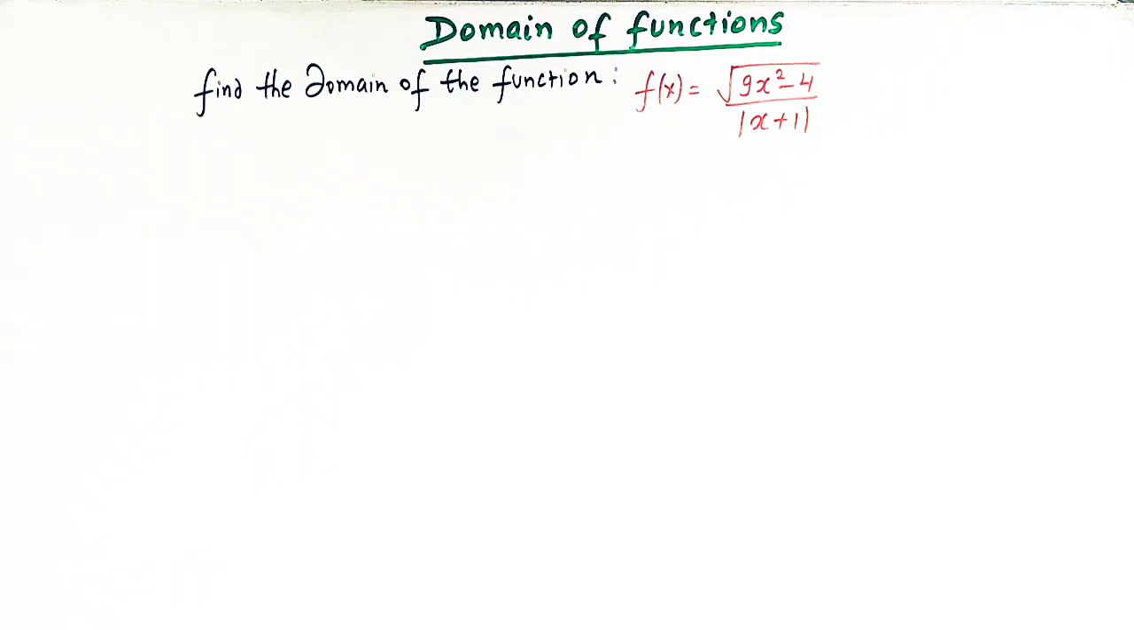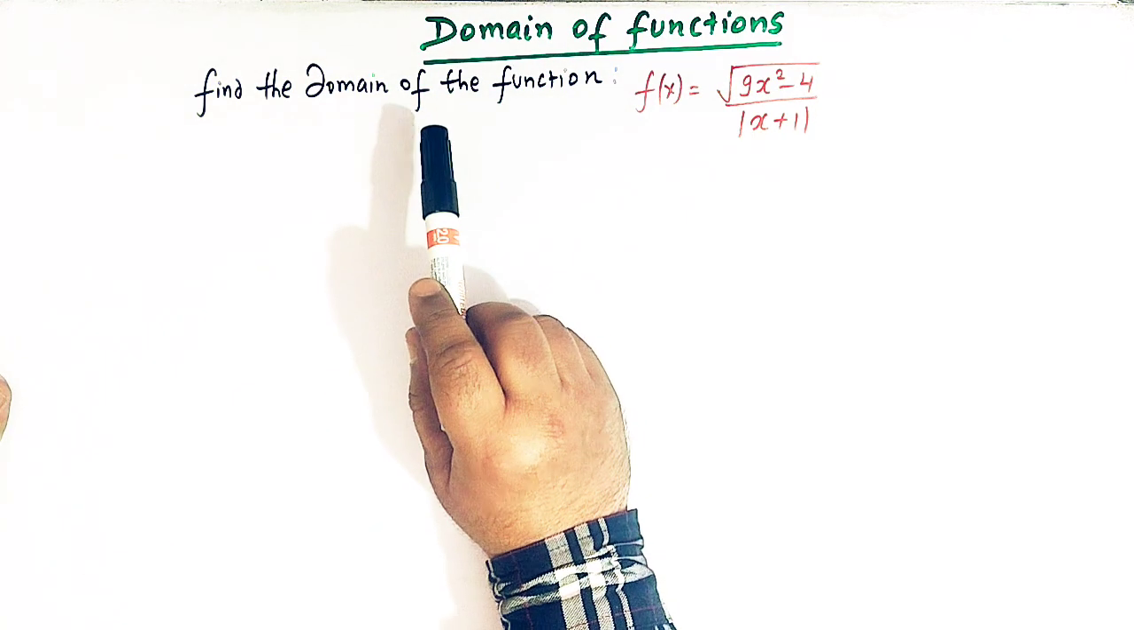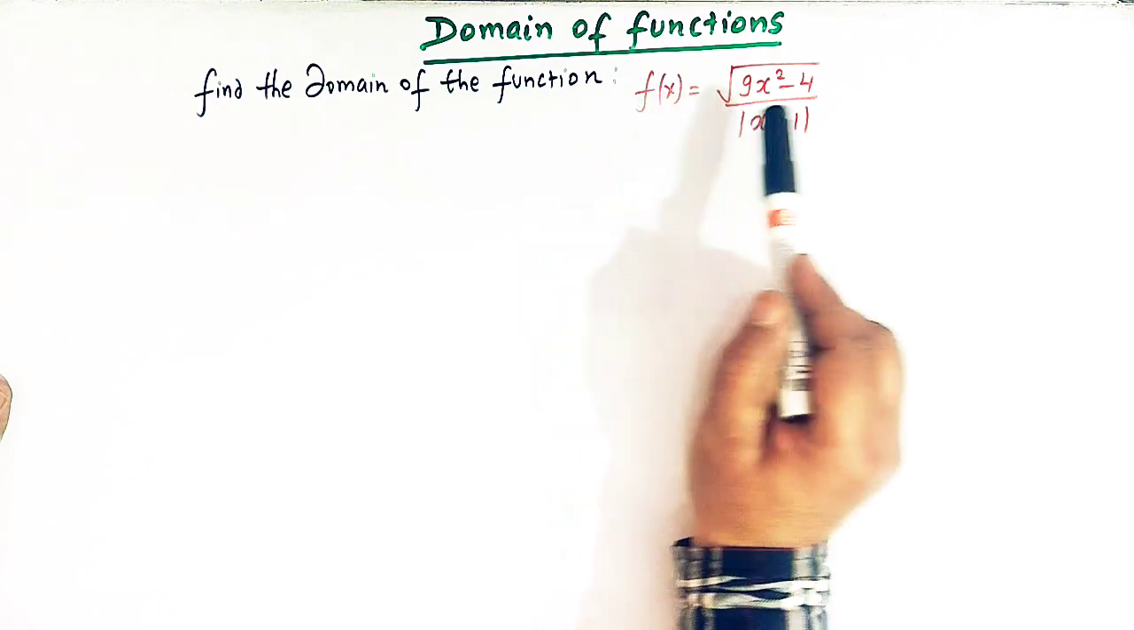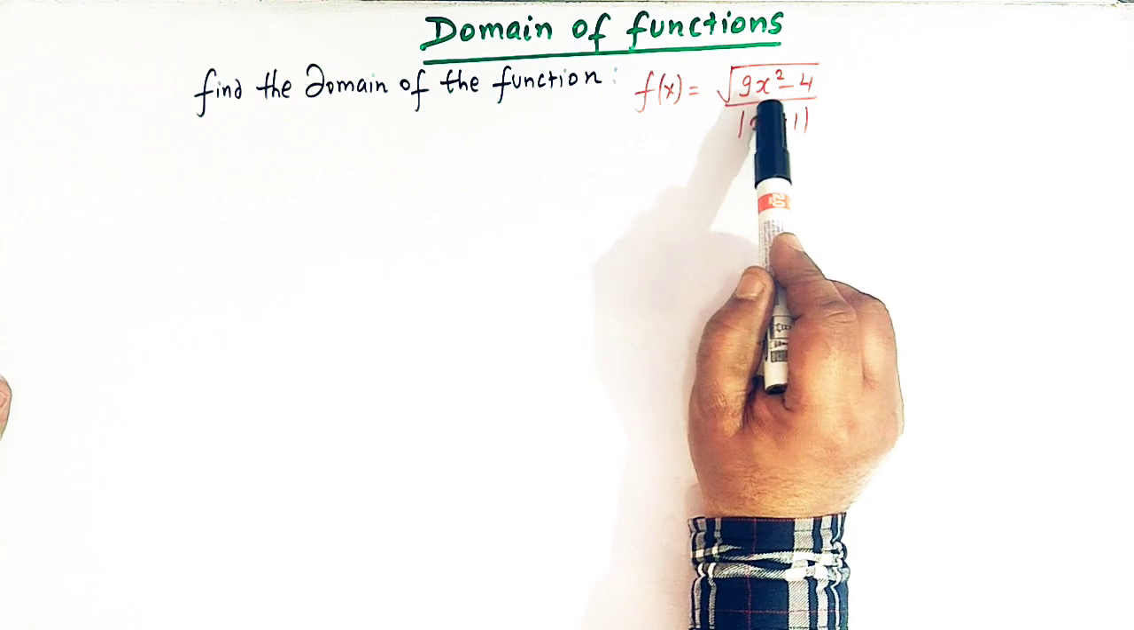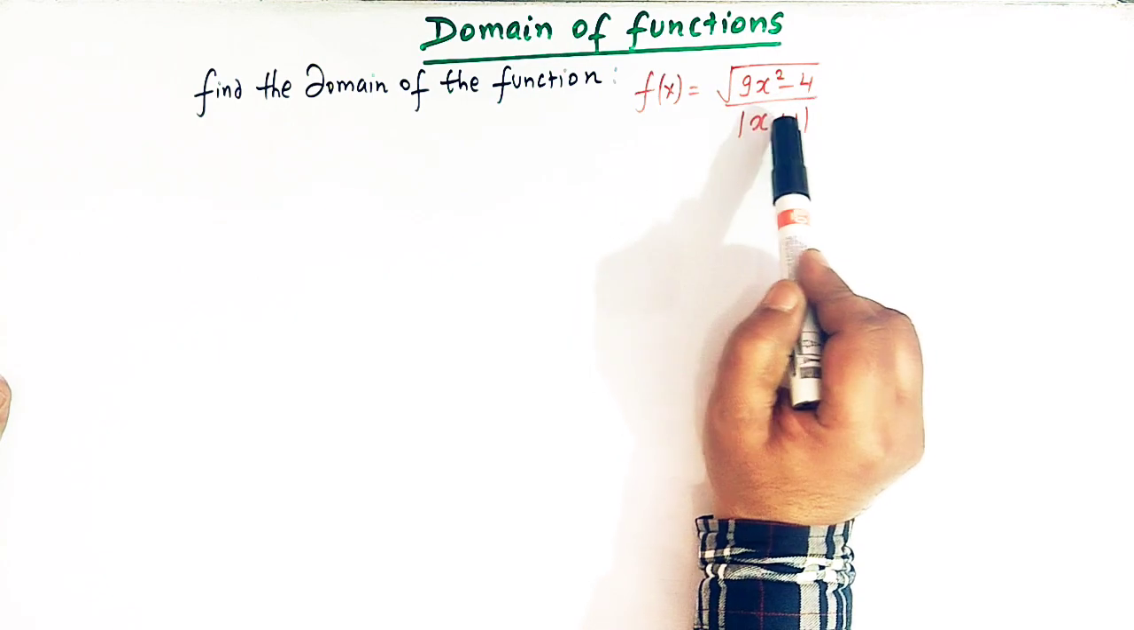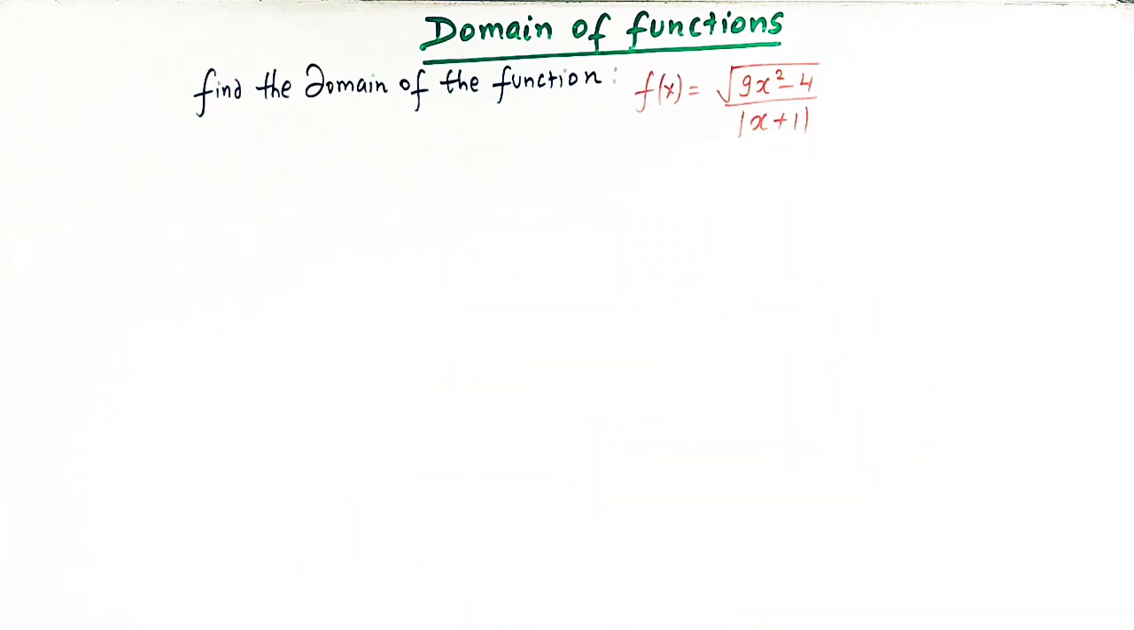Hello viewers, in today's session we are going to discuss another important and conceptual problem from the domain of functions. And in this class we are going to find out the domain of this function, which is f of x is equal to square root of 9x square minus 4 divided by mod of x plus 1.